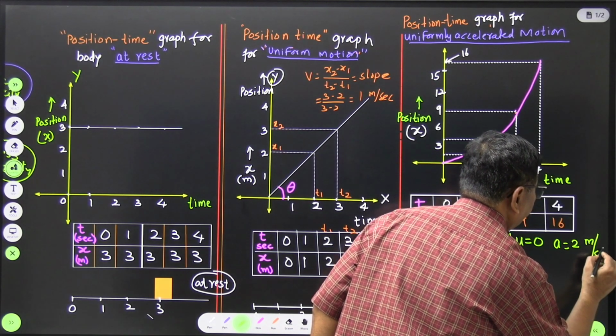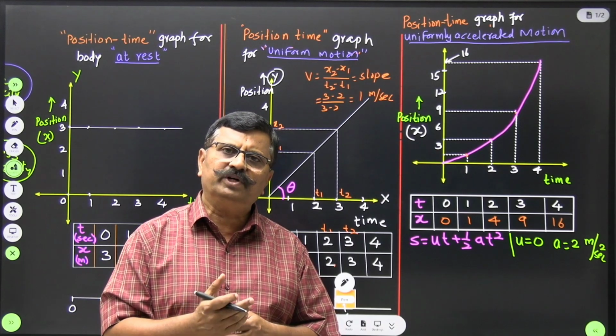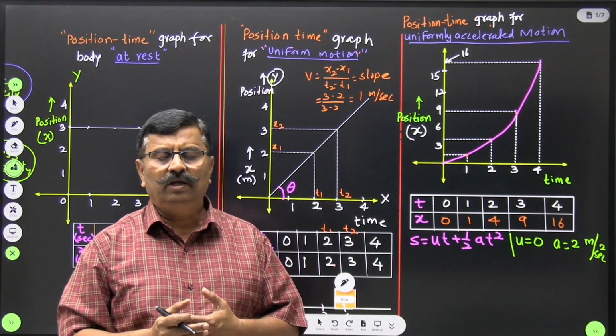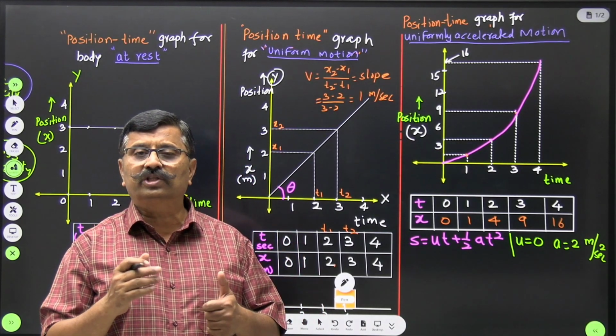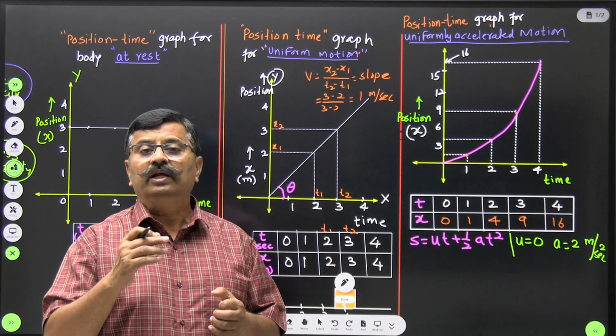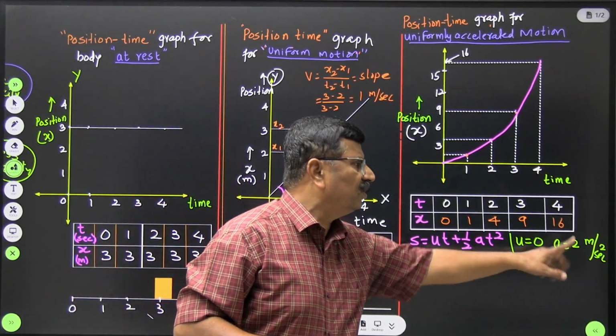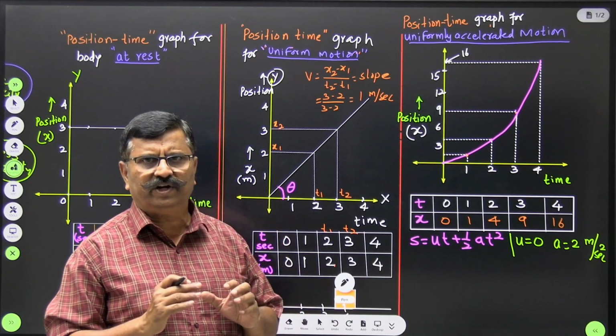Now, what do you mean by 2 meters per second square? The speed of the body is increasing by 2 meters per second for every second. What do you mean by a is equal to 3 meters per second square? The speed of the body is increasing by 3 meters per second for every second. So, here we have taken a is equal to 2 meters per second square for the sake of understanding.